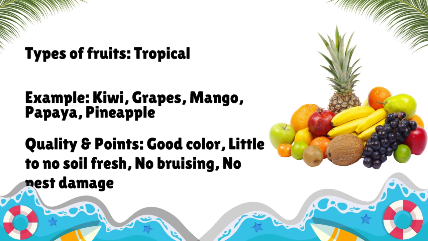Tropical. Example: kiwi, grapes, mango, papaya, pineapple. Quality and points: good color, little to no soil, fresh, no bruising, no pest damage.